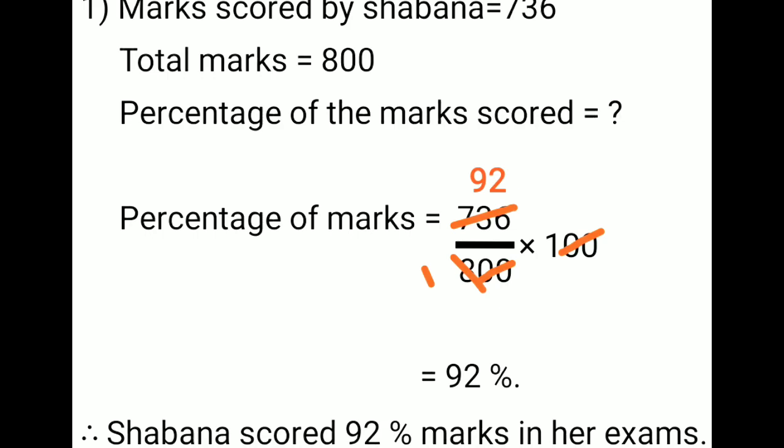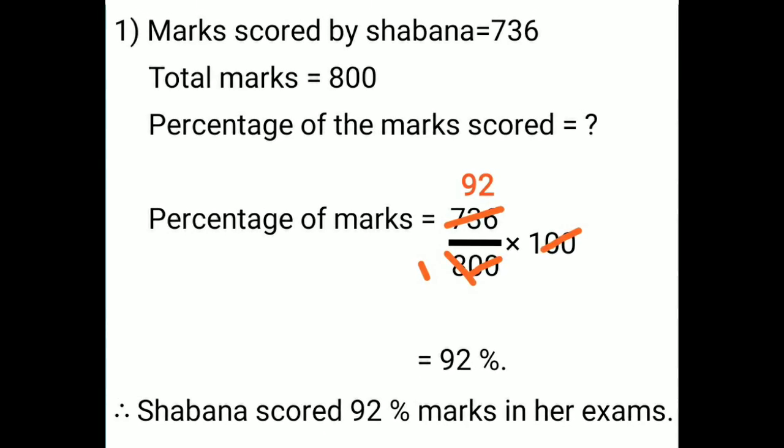Now to get the answer, we'll first have to note down the information that is provided to us, which is the total marks and the marks scored by Shabana. So the marks scored by Shabana are 736 out of total 800 marks. To find out the percentage of marks scored, we will have to multiply the fraction 736 upon 800 by 100, which on calculation gives us the answer 92%. Therefore, Shabana scored 92% marks in her exams.